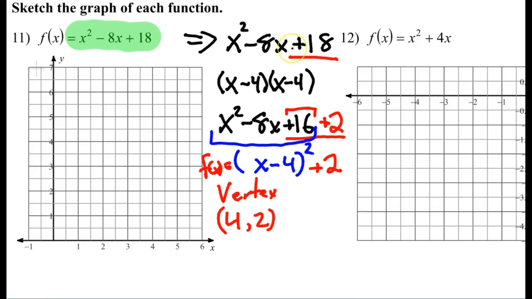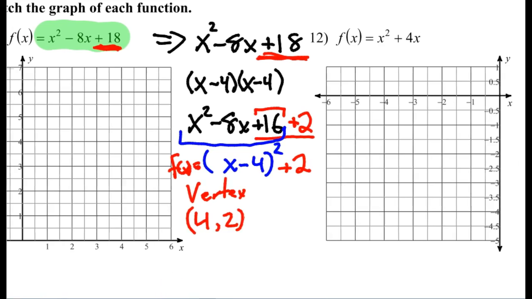Okay? That's the process for getting the x and the y coordinates of the vertex. Okay? It's trying to get them equal to whatever number you have here. And you'll get better at this. You'll look at this and say, okay, half of -8 is -4. -4 squared is 16. Okay, that means I need to add 2 to get 18. And you'll start being able to do this pretty quickly. But at first, we're going to run through it like this.